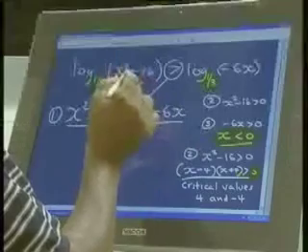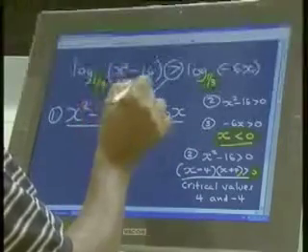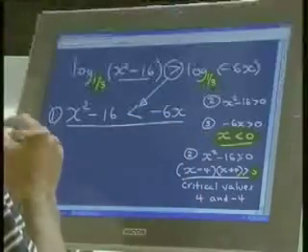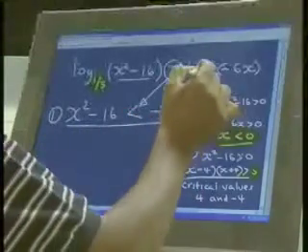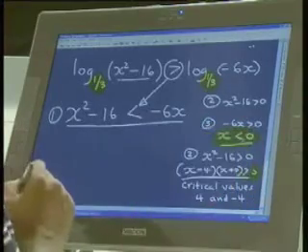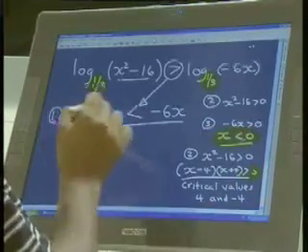Also, we've got to make sure that x squared minus 16 has to be a number that's bigger than 0, which we've solved, because you cannot find the log of a negative number. And then minus 6x must also be bigger than 0, which means x must be less than 0. So the last part we've got to solve is this now.